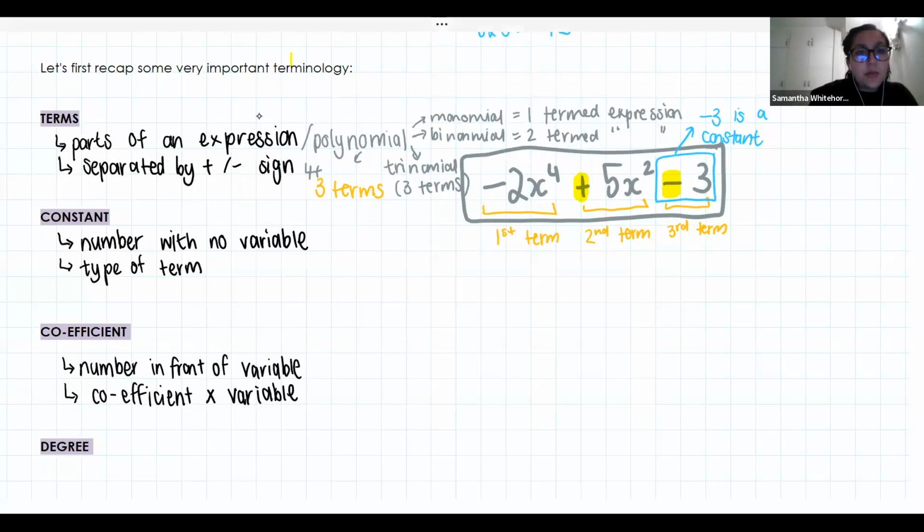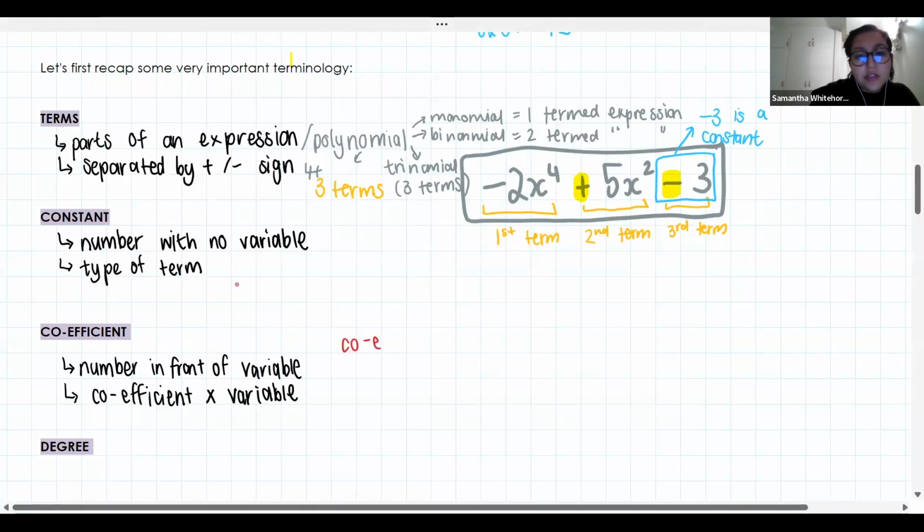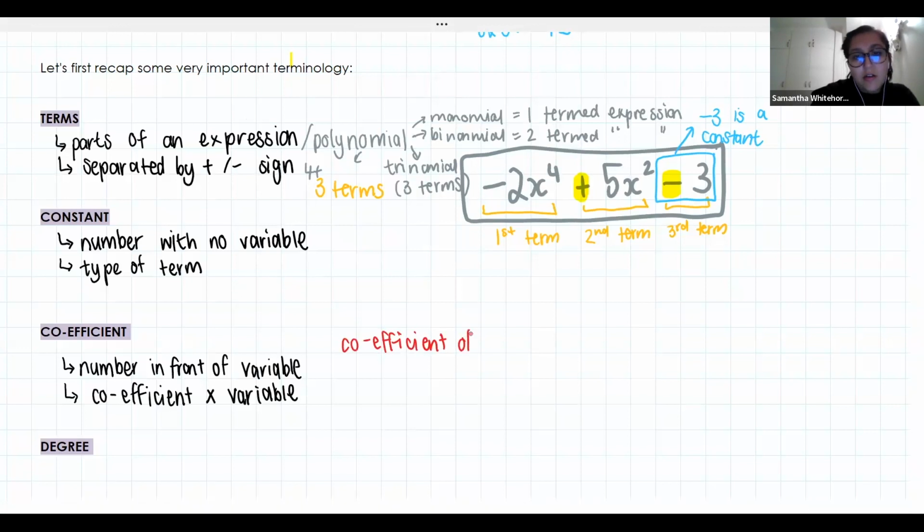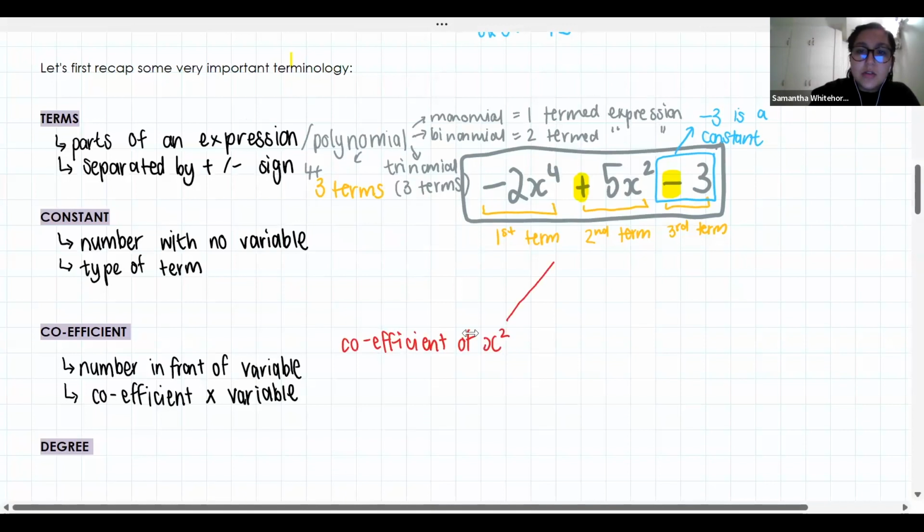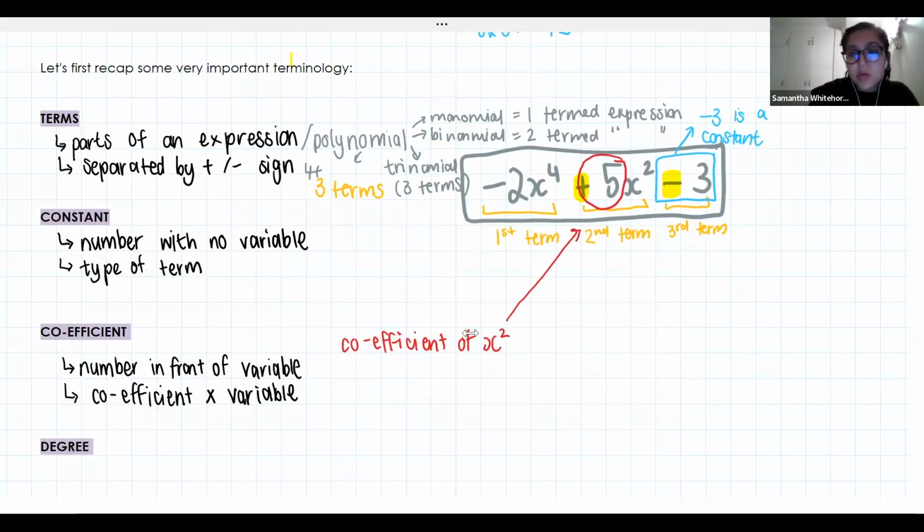So if, for example, again going back to the expression we had, I asked for the coefficient of, let's say, the x squared term. I now go to my expression. I look at the number in front of x squared. It is +5. So the coefficient of x squared is +5, according to the example expression I gave. So you are always looking for the number in front of your variable.